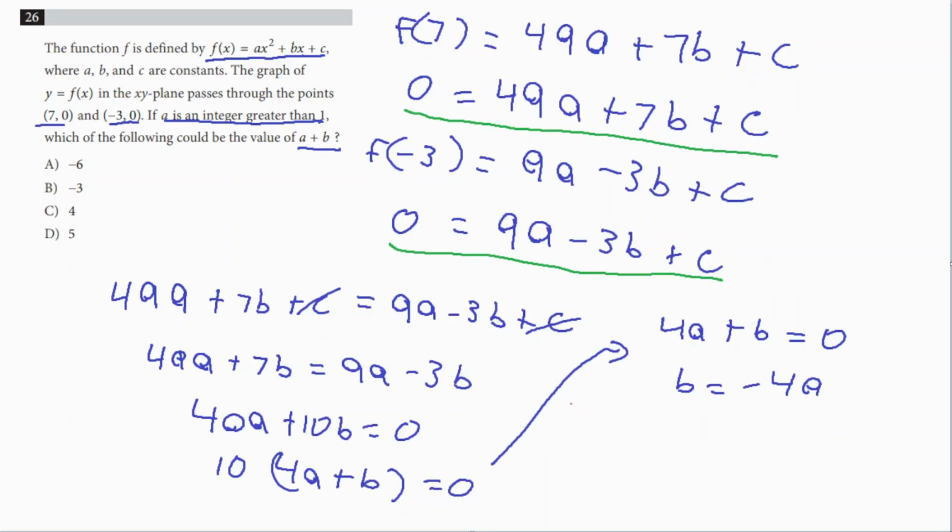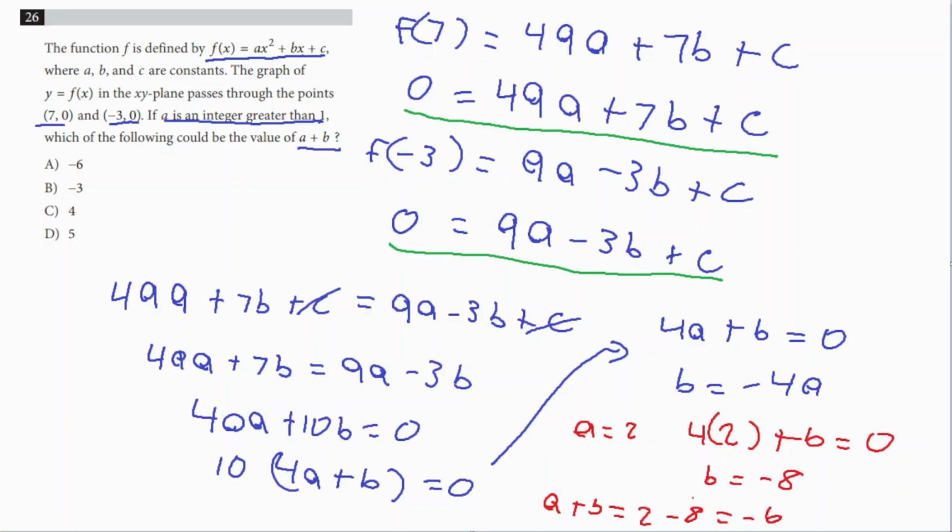The first option is a equals 2, right? Because that's the first integer that is greater than 1. So for a equals 2, we got 4 times 2 plus b equals 0. We know that b has to be negative 8 because of this rule. So b is going to be negative 8, and then a plus b is going to be 2 minus 8, negative 6. Is that one of our choices? Oh, it is. It's A. And there you go. We're done.